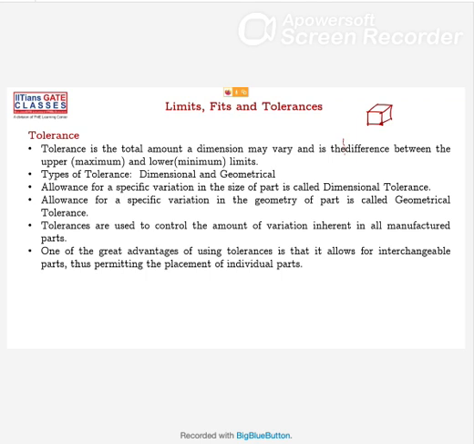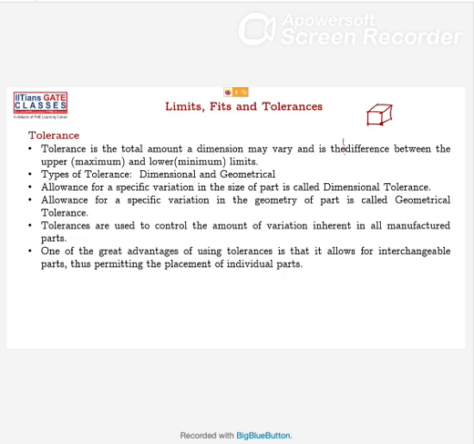Tolerances are used to control the amount of variation inherent in all manufactured parts. One of the great advantages of using tolerances is that it allows for interchangeable parts, permitting the replacement of individual parts. What is this interchangeability? Can anyone say?